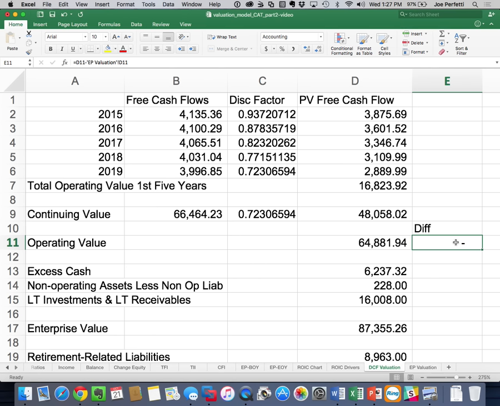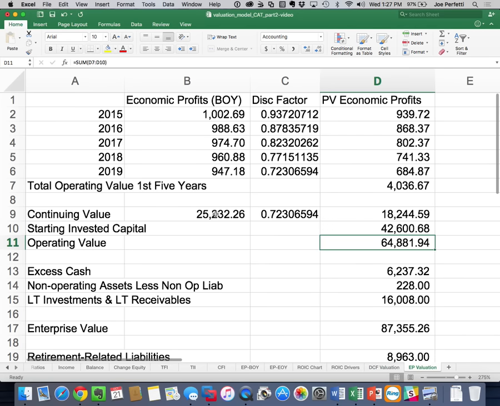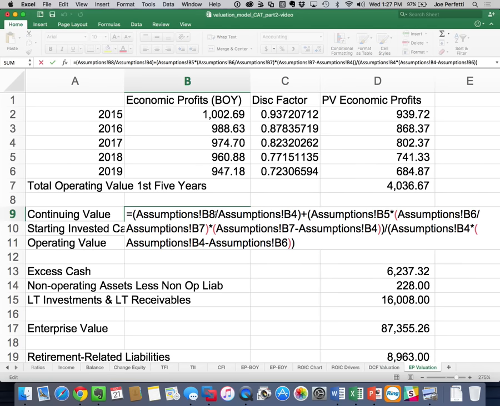Right? But there is one reason why we do, and I'll put the equation back up there. One reason why we do the economic profit method is because it does, and Stern Stewart, because this is all based on EVA, right?